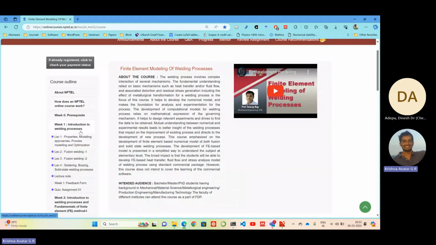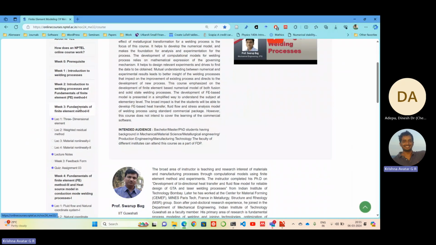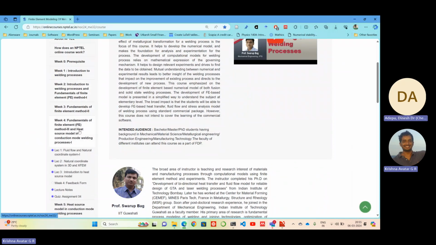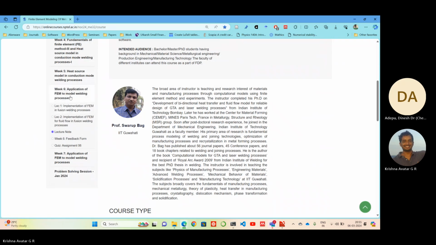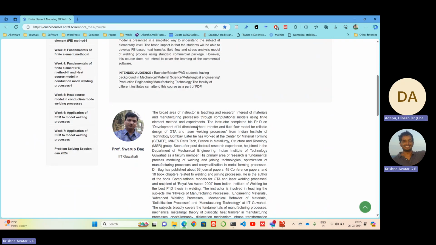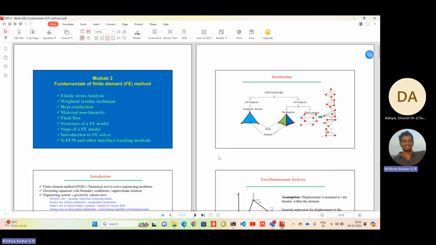As per the structure of the course, introduction to welding, then from week 2 onwards, a little bit of introduction to finite element methods, but it always goes back and forth. So it finally looks like it is doing application, but there is no coding part involved as per what we see. So that is what we plan to do here.